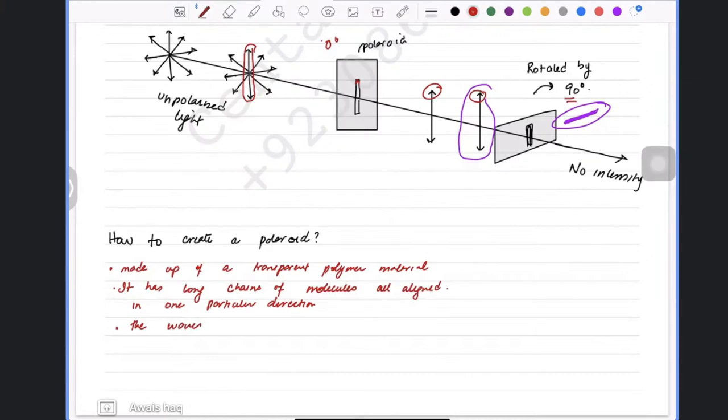The waves that are blocked transfer their energy as heat to these molecules. So they just gain heat by vibration, and that's it. They would just become hot. Alright. Any questions, please let me know.